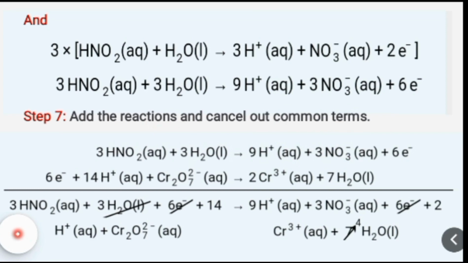This is my reaction 2. This is my reaction 1. I'm going to add them together. Those on the left hand side will be added together. Those on the right hand side will be added together. Then I will cancel out like terms.